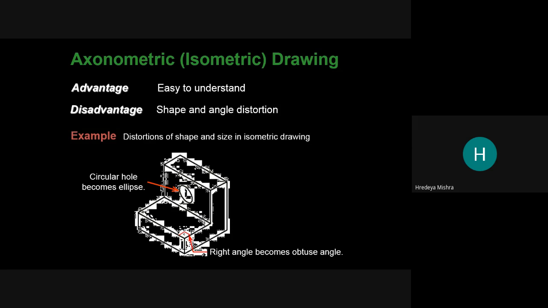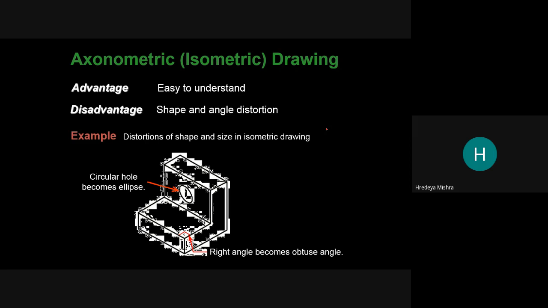Now what you see here, axonometric or isometric, I told you both are the same. Axonometric or isometric drawing. Advantage: easy to understand. Disadvantage: shape and angle are destroyed. It means we can't see the actual shape and angle, the true shape and angle, in the isometric view.